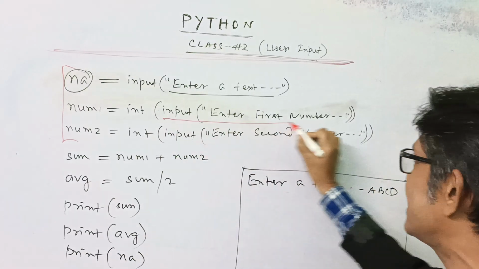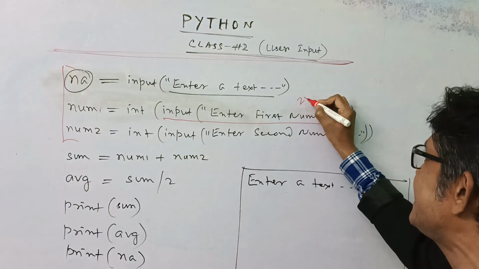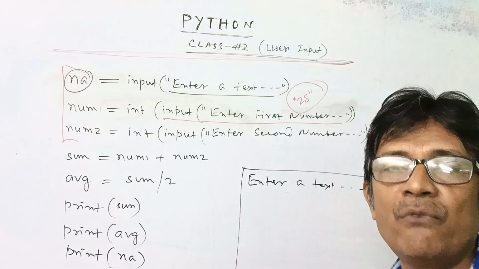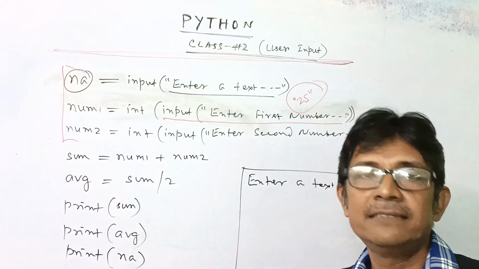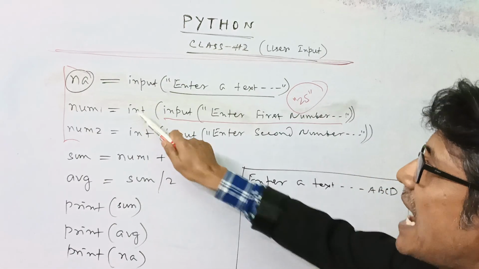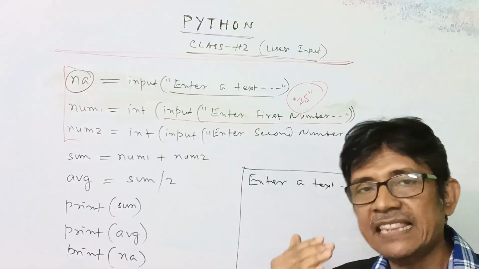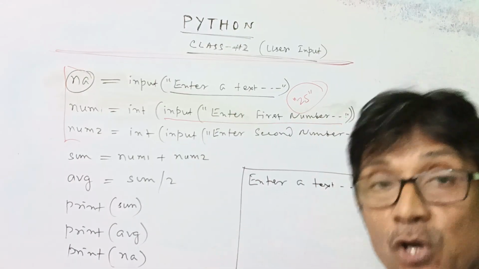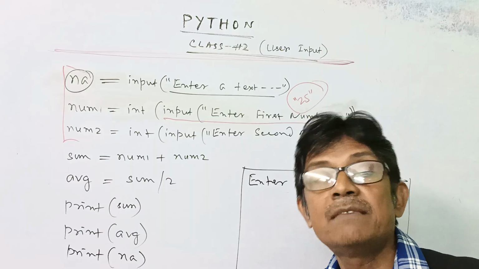This way, if you take the number, it comes as text. Suppose I have written 25. We are taking that number as text. But if you write int, that means that text will be converted into integer form. Then we can process that number for arithmetic operations.